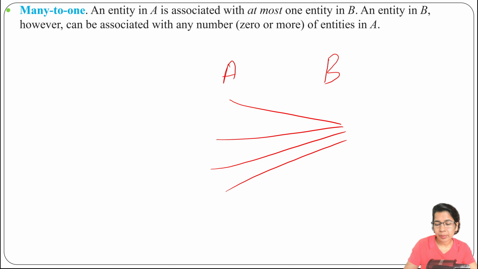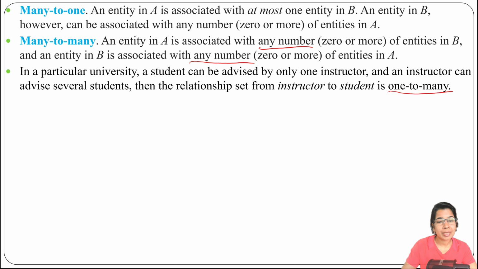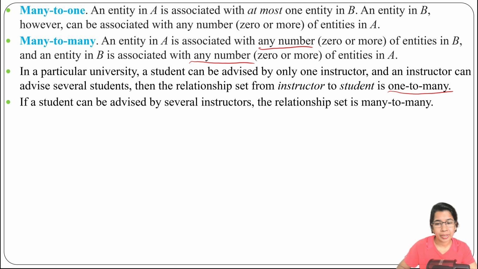So the instructor to student relationship is one to many. One instructor can advise multiple students. If one student is advised by multiple instructors, then it is a many to many relationship. Let's see the diagram for one to one, one to many, many to one, and many to many. First one is for one to one.